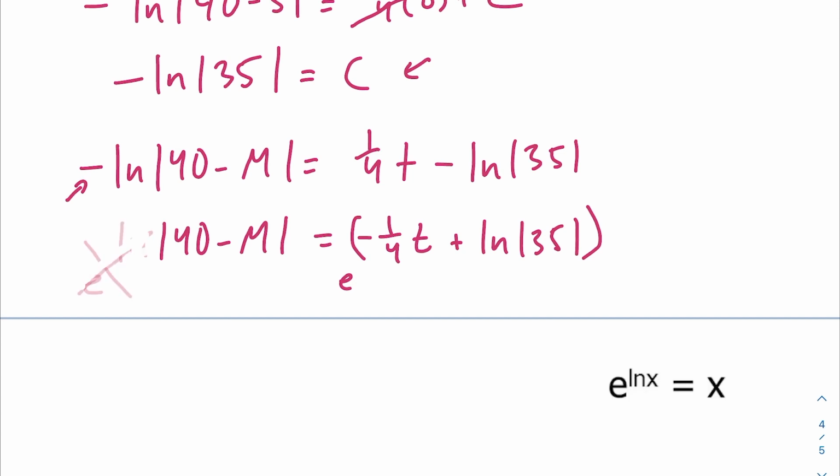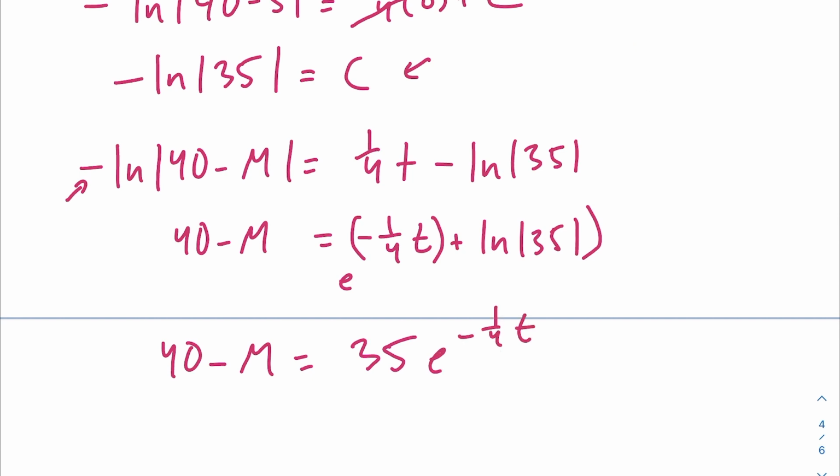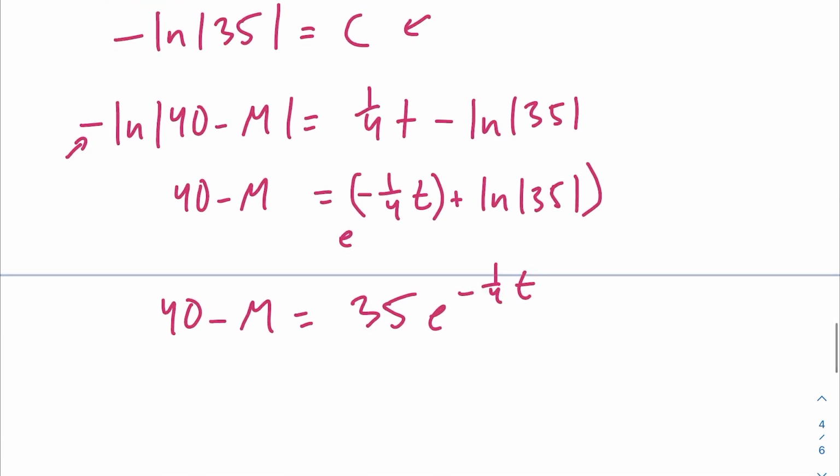So on our left side, we just have 40 minus m, and then on the right side, we have something a little bit more complicated. There's another property where we can just drop that 35 out front. So let's rewrite this. We have 40 minus m is equal to 35 e to the minus 1/4 t. Right? We're so close. We're so close.